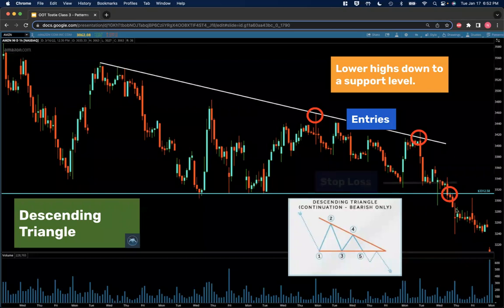Same concept. A few ways to define a stop loss, right? You can define a stop loss at this little support that was within the pattern where we saw some previous strong buying, right? Notice this previous strong buying here.